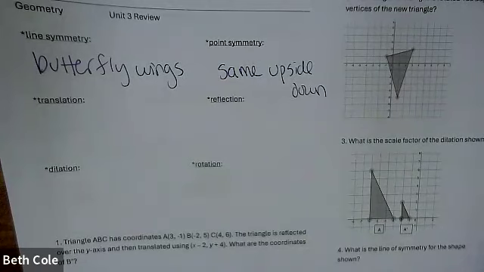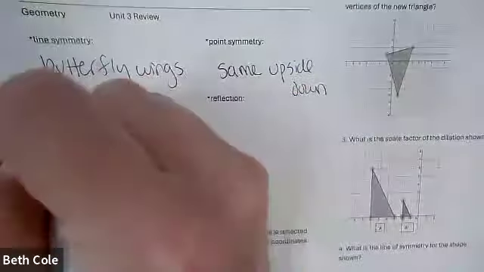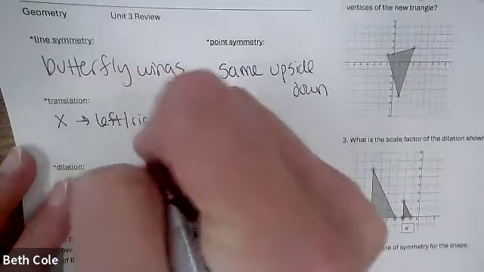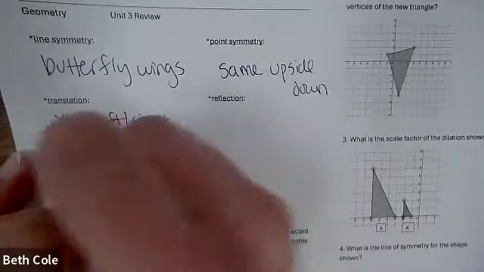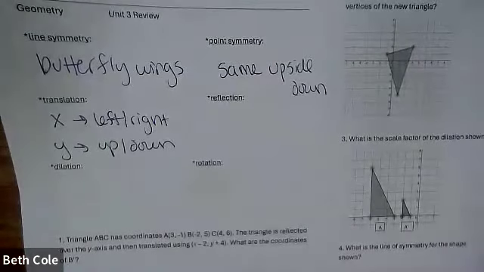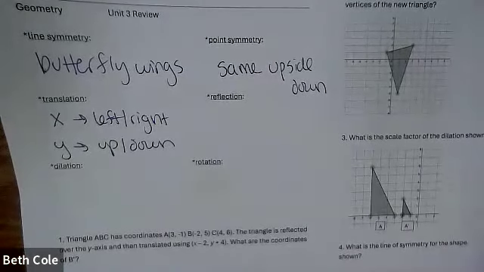Like turning it. Translation just means you picked the shape up and moved it somewhere else, okay? You just went on a little road trip with it. You picked it up and shifted it. So X changes are going to move you left or right. Y changes are going to move you up or down. But basically, if you know your left from your right, you're good. If you're just picking it up and moving it somewhere else, that's one of the easier ones. You just count the little boxes for how much it moved.